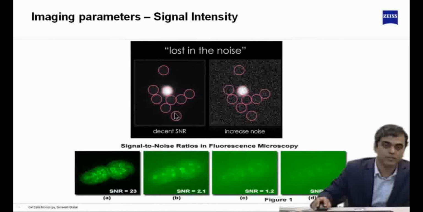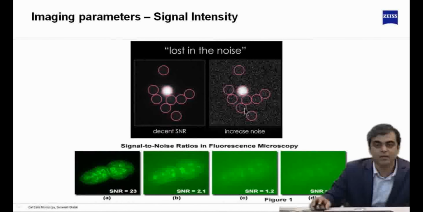So beads are also visible. But if the signal to noise ratio drops, the noise has increased slightly, the noise has overshadowed the signals which are present in this area. So only one bead is visible, and the rest of the beads are masked by the background noise.